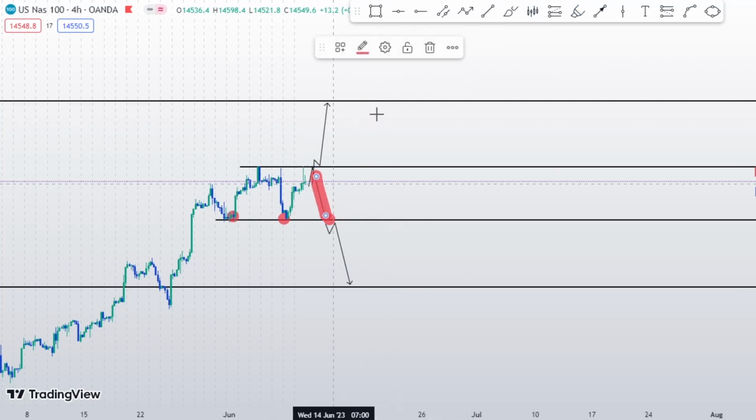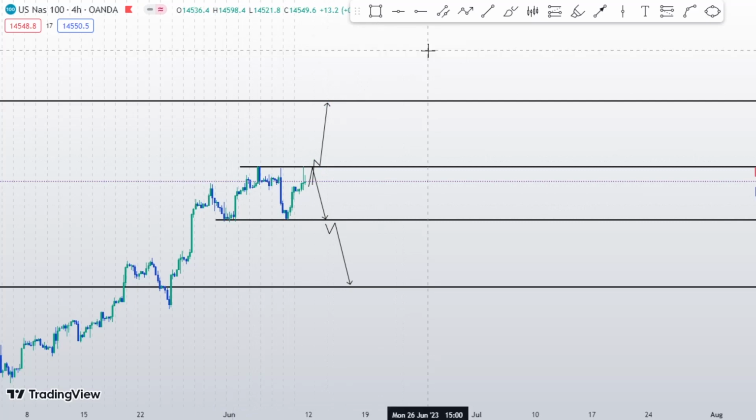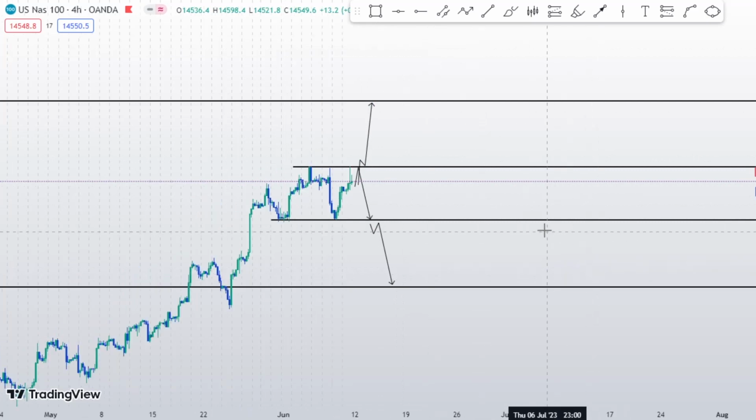We are bullish. You care more about buys. Even when you are on your sells, remember that your buys are more important. Your sells are not going to last long. Okay, so that's it about Nasdaq.